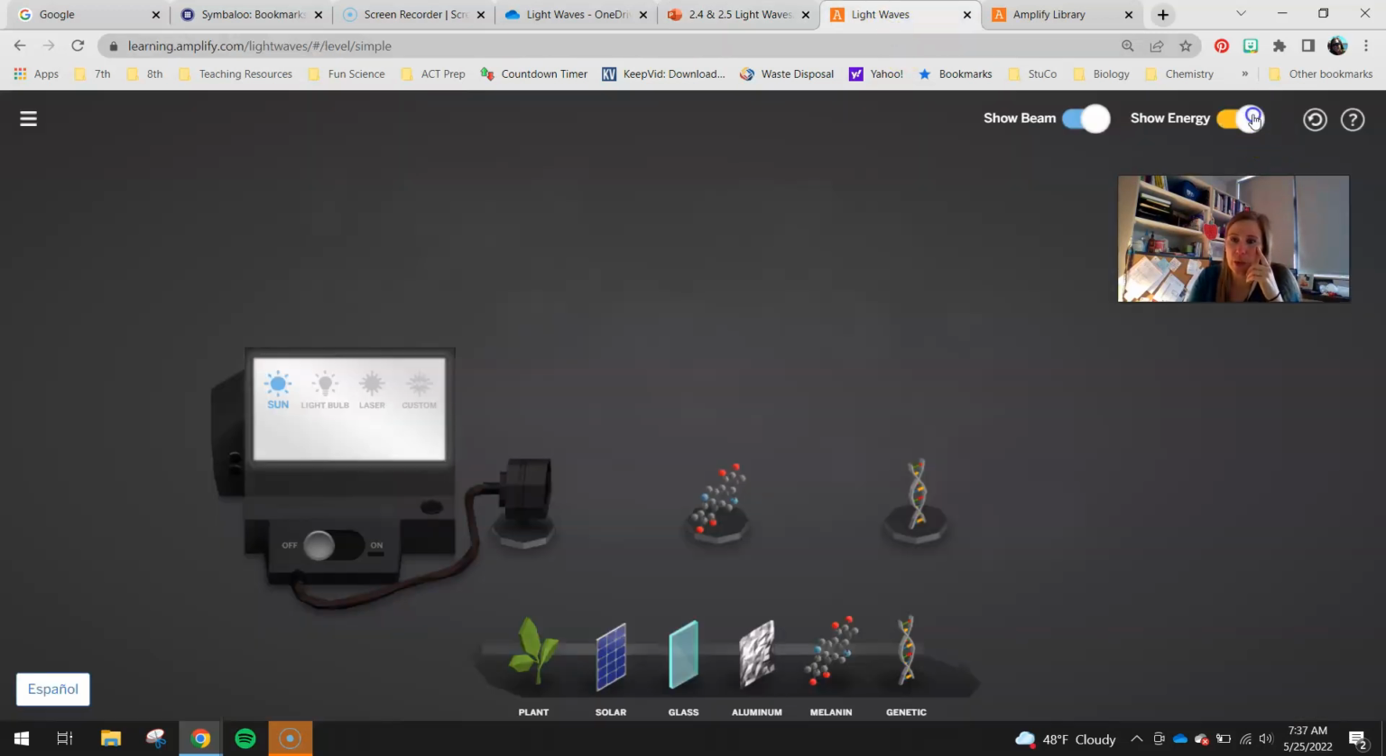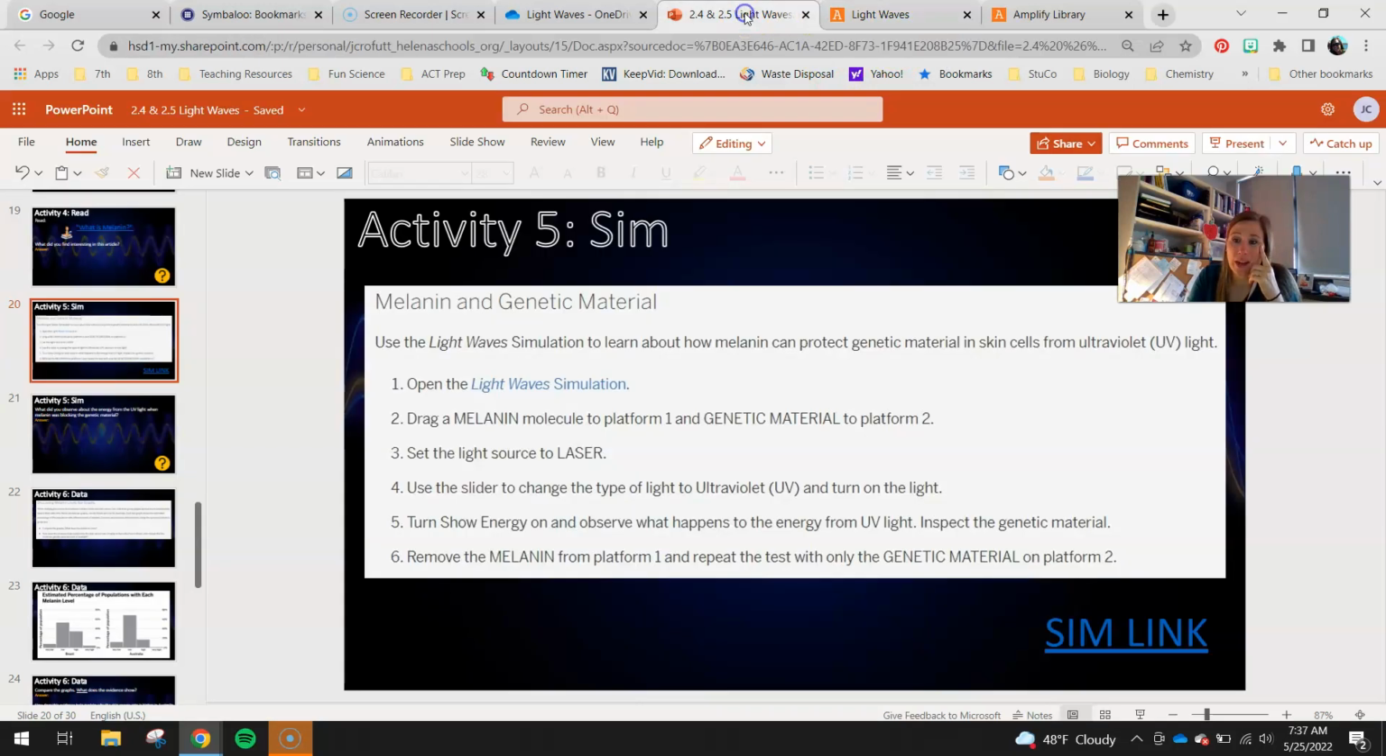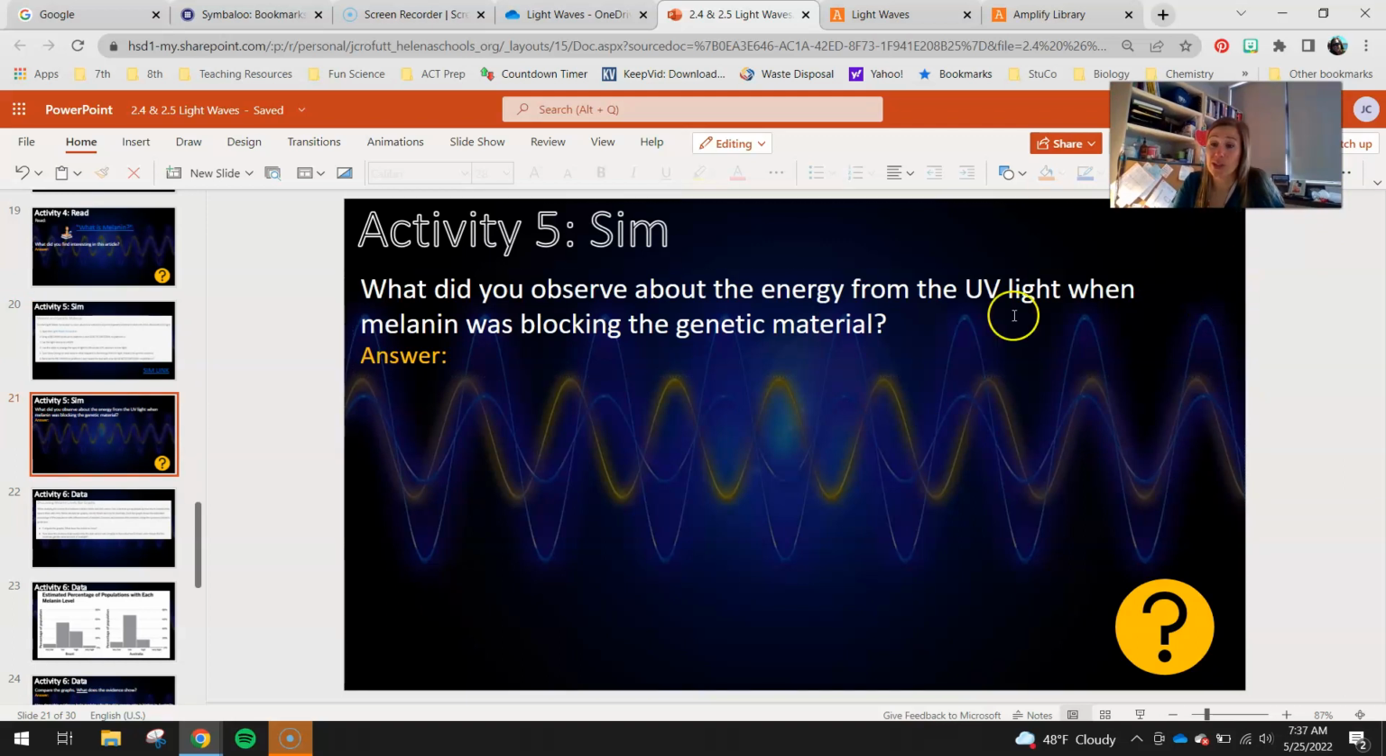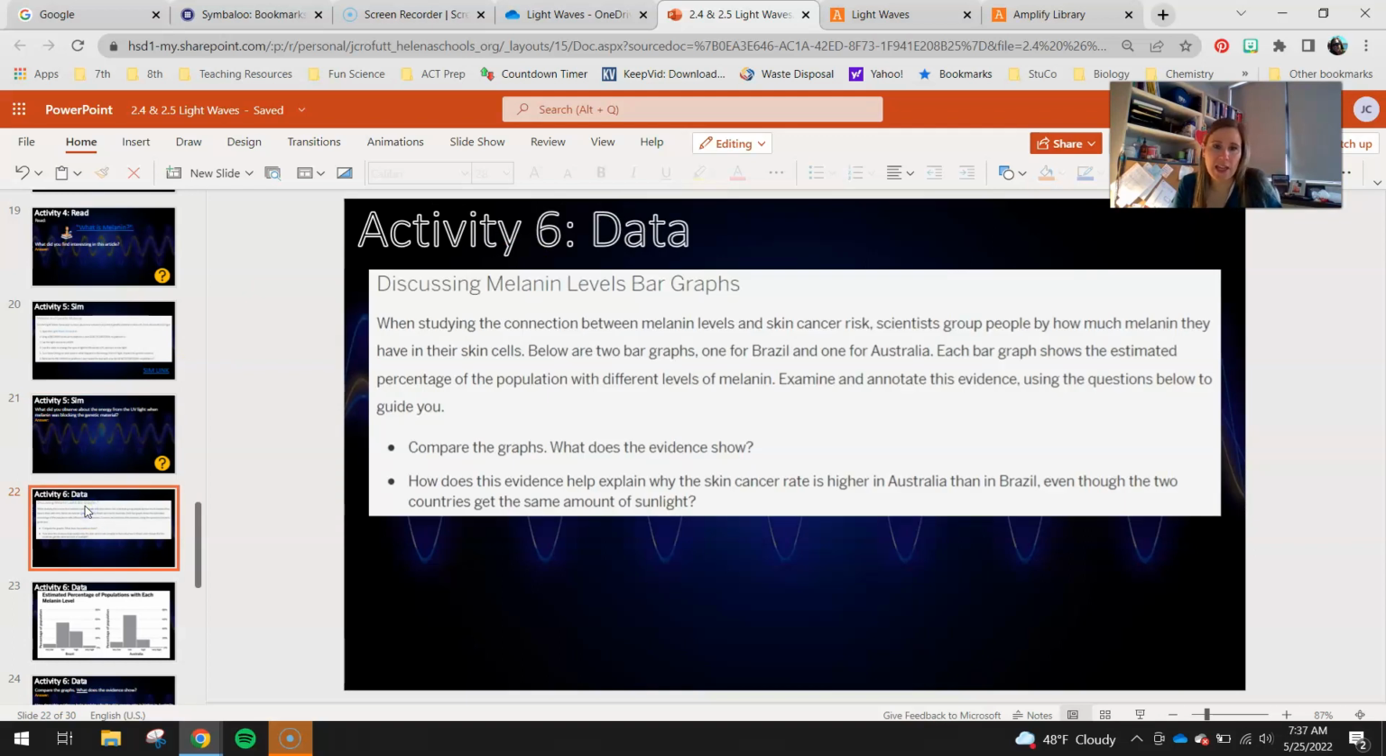So again, you guys want this little show energy toggle on so you can see those yellow arrows and what happens to them. Okay. Then you can go ahead and see what happens to the genetic material. So hit inspect after you turn the light on. And then get rid of the melanin and let the light just hit the genetic material and see what happens. Okay? Then you'll answer this question. What did you observe about the energy from the UV light when the melanin was blocking the genetic material? So what are those little yellow arrows doing when the melanin's there? Okay, and then again, take a second, pause if you need, and finish up that quick sim for activity 5. When you come on back, we'll do activity 6.